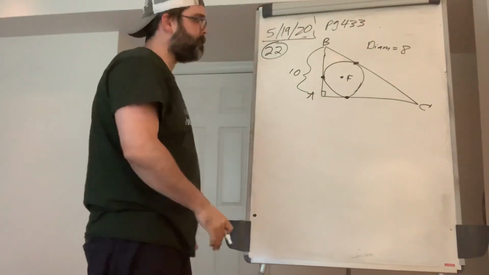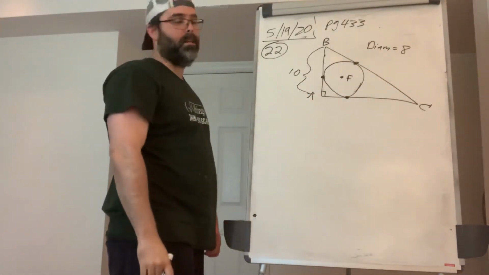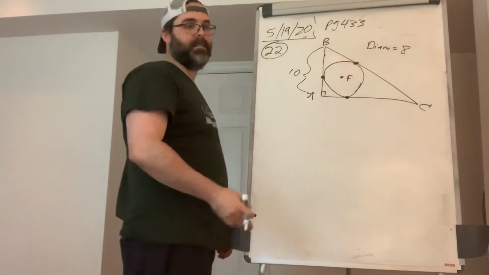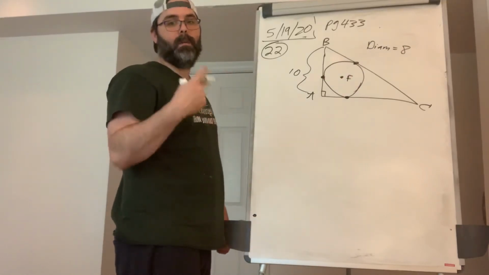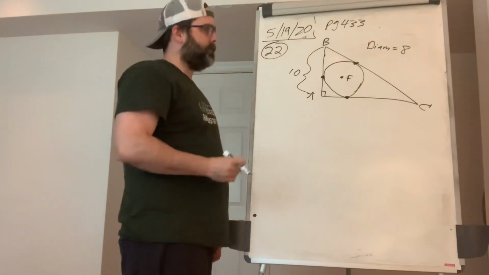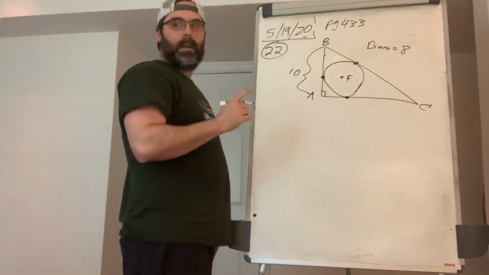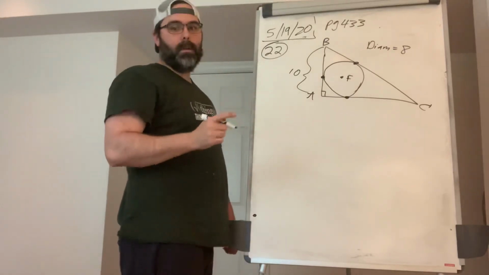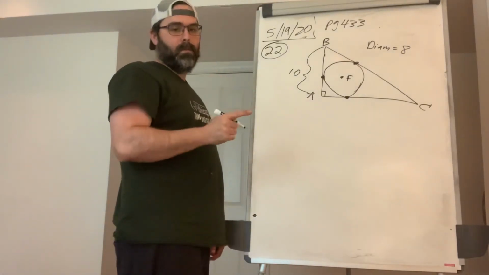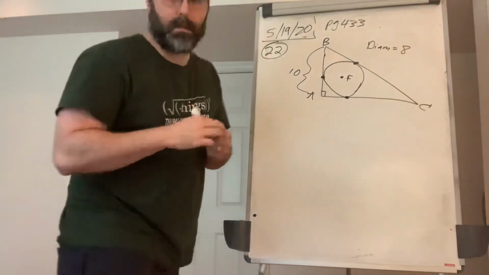We don't know this side and we don't know this side. So we can't use the Pythagorean Theorem to find a missing side because we only have one side known and we need at least 2 to find that. We know the diameter is 8 and we know the diameter goes at a right angle to each of the points of tangency. So I'm going to draw that.